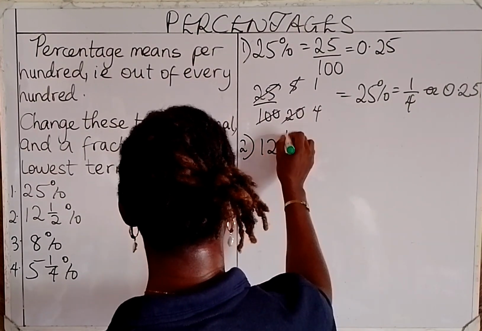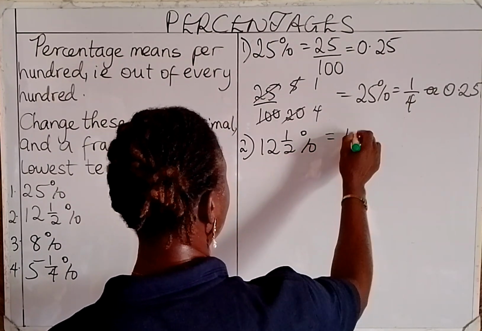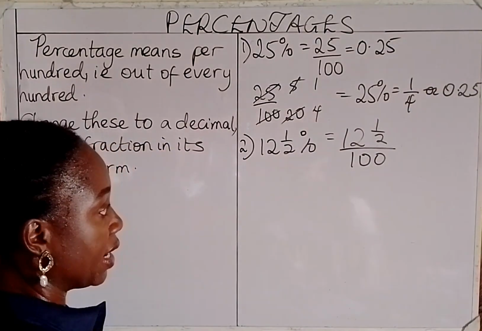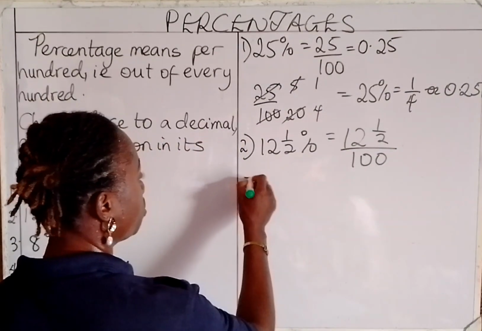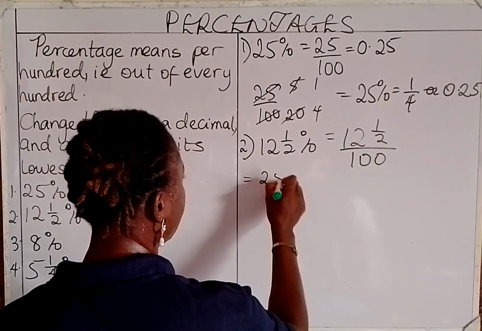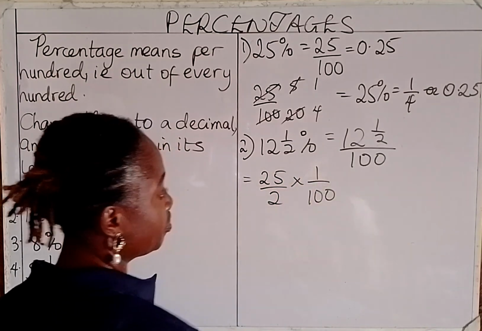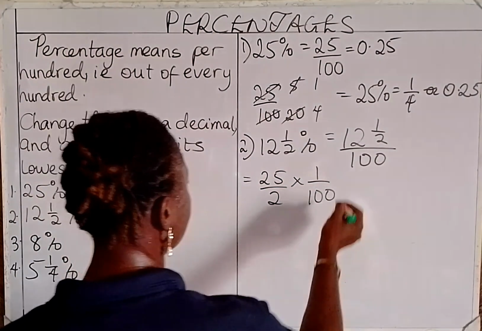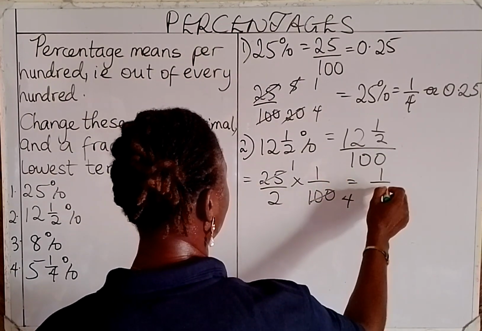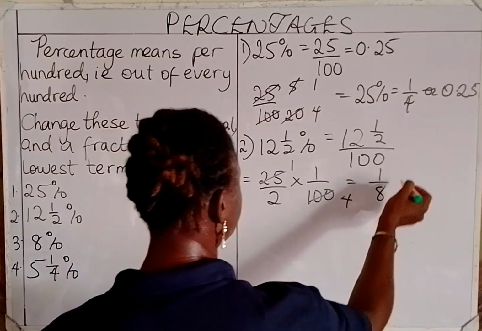Question 2. We have 12.5%. Now this simply means what? 12.5 over 100. Right? Now let's expand this. We will have 2 times 12 is 24, plus 1. That's 25 over 2, times 1 over 100. That's the expansion, right? And this becomes what? 25 here is 1, 25 here is 4. 1 over 8.